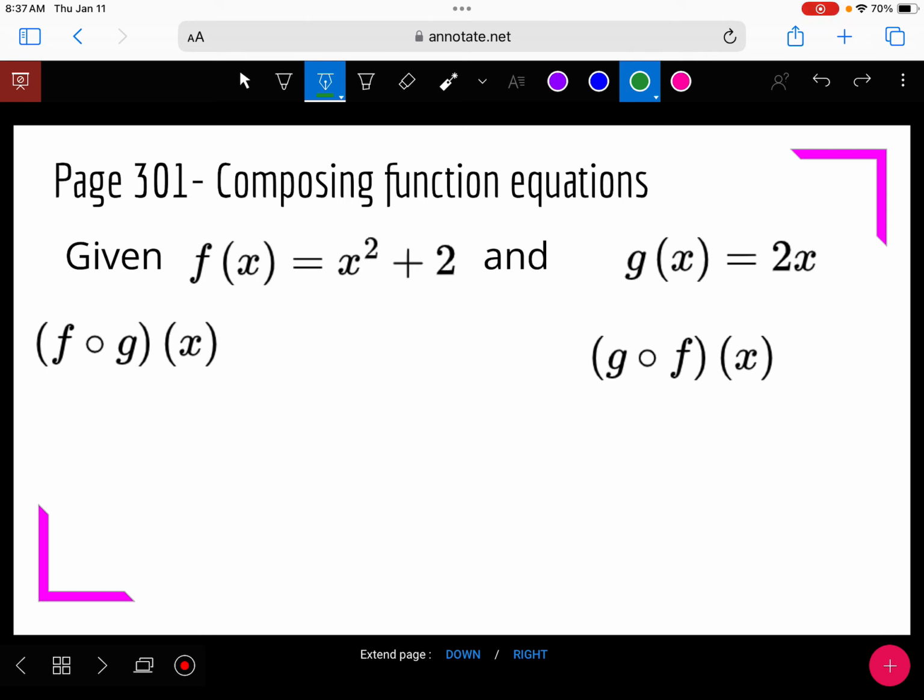And we give you an x squared. Okay, so we're going to do another set of these, and I've got new function rules for you. So we have a new f of x and a new g of x. My new f of x is x squared plus 2, and my new g of x is 2x.